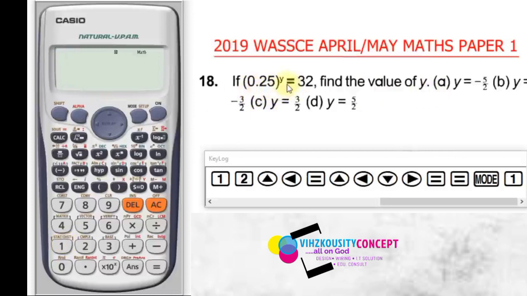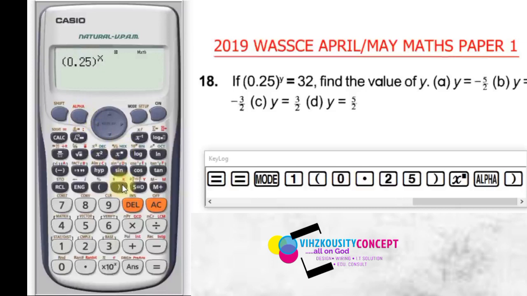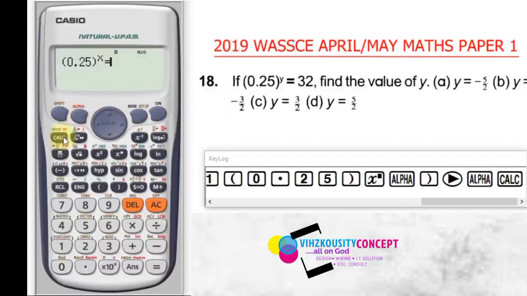As a rule of thumb, I use x as the default variable for the calculator, so I can say 0.25 and close my bracket, then raise to the power of the variable I'm using, x, and that will be alpha, close bracket button. Okay, then I want to input the equality sign, not this equal to sign, the equality sign. I can press forward to go out of that power, then the equality sign will be alpha calc, and that is equal to 32.